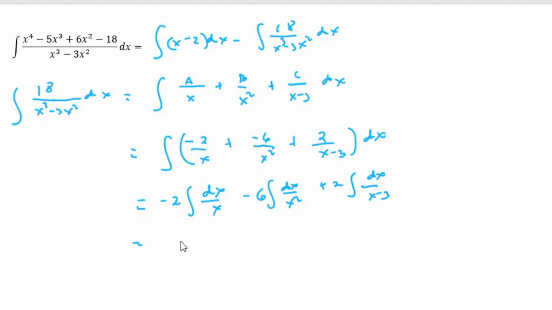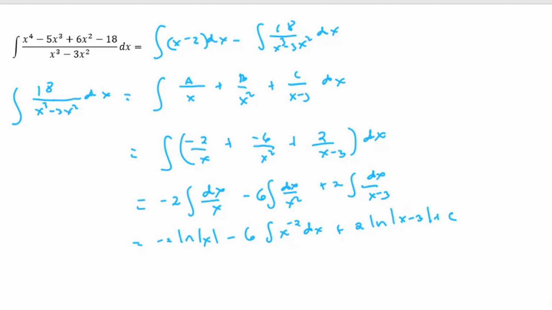On the first term, we have just du over u. When u is equal to x, then du equals dx. So I can write here negative 2 ln of x minus, in this case, 6 times the integral of x to the power of negative 2 dx, plus, on the third term, when u equals x minus 3, du is just equal to dx. So I can write now 2 times the ln of x minus 3 plus a constant.